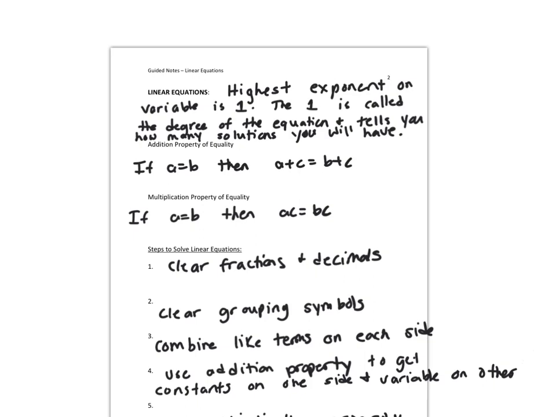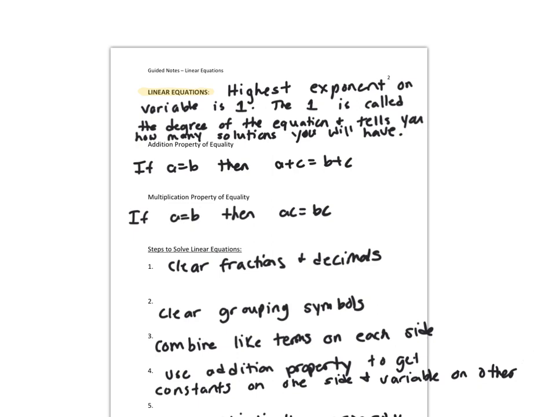So I'm going to change colors. I might even try my highlighter here. So, linear equations. The way you know you have a linear equation is that the highest exponent on the variable is 1. Highest exponent on the variable is 1. And that 1 tells you how many solutions you'll have. In this case I said 1, so you'll have 1 solution.